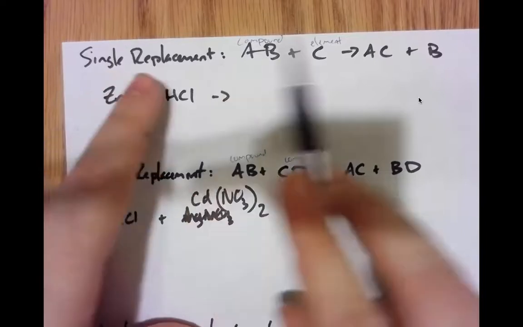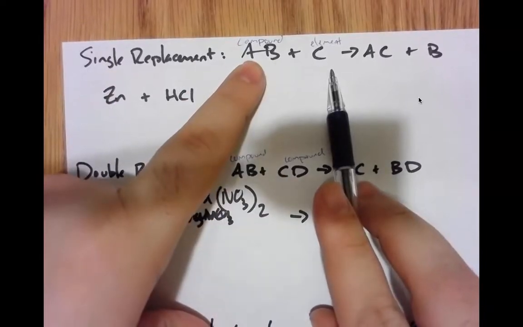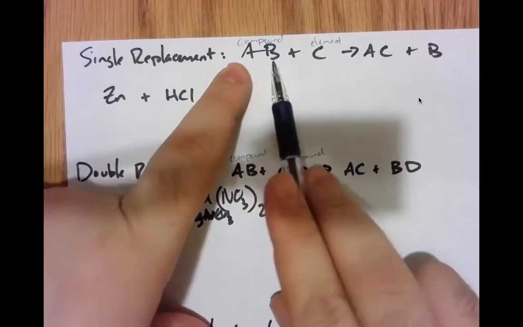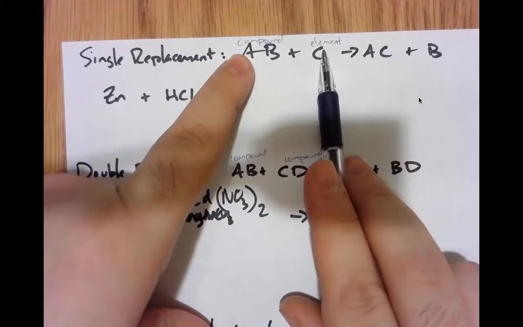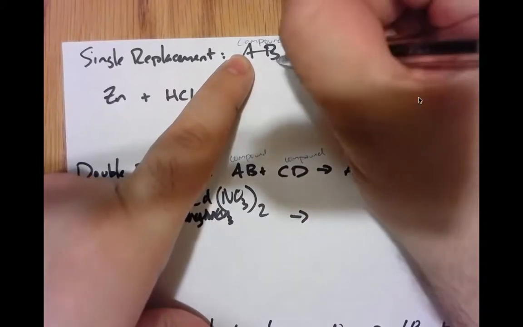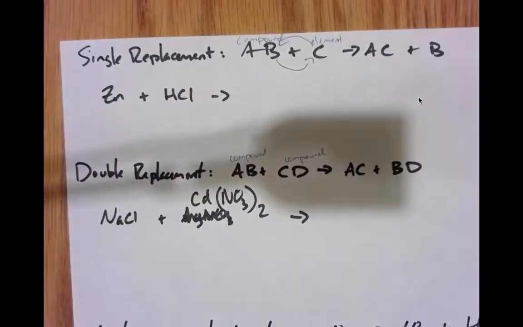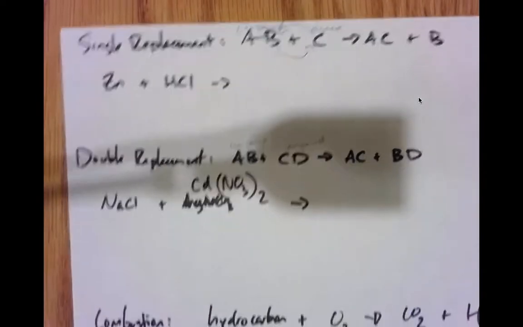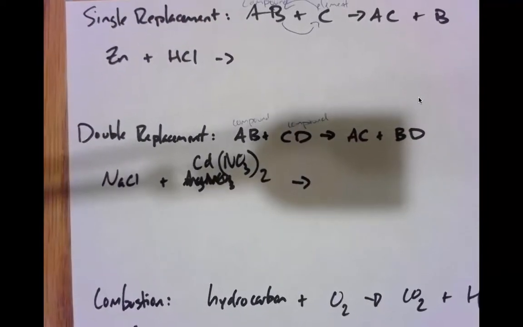Remember, we can use the pattern to identify single replacement reactions. In a single replacement reaction, it's always AB, so a compound, plus C, an element, will yield AC and B. You see that B and C, these two elements, traded places. And remember, they trade places based on their charge. So an example of a single replacement reaction is the one found below.